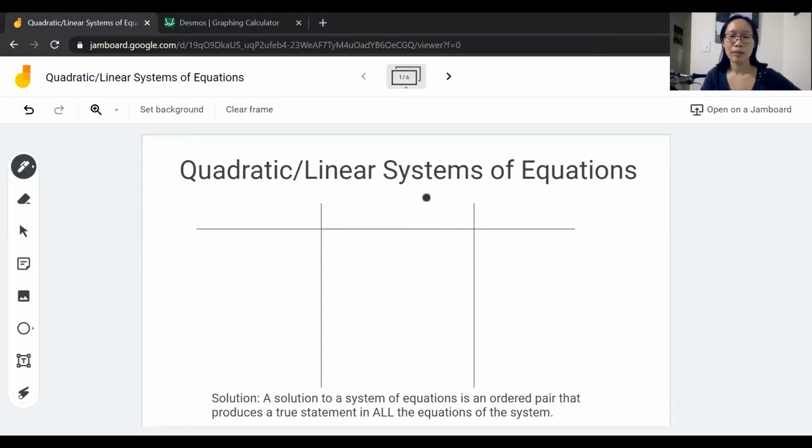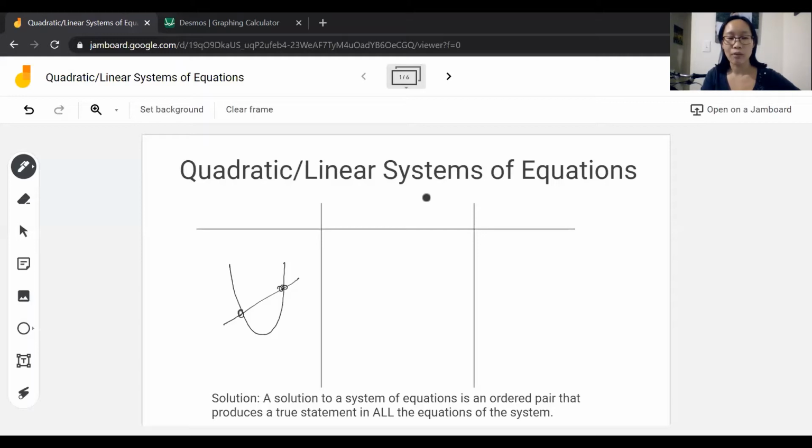When we talk about a system of equations, we're talking about plotting two things on the same graph at the same time. So in this situation, we have a parabola and a line, and we want to know how many different solutions there can be. Solutions are intersections on a graph, or points that make both equations true.